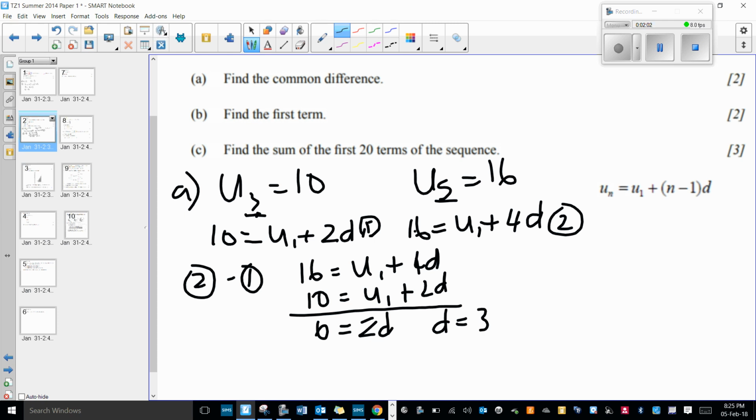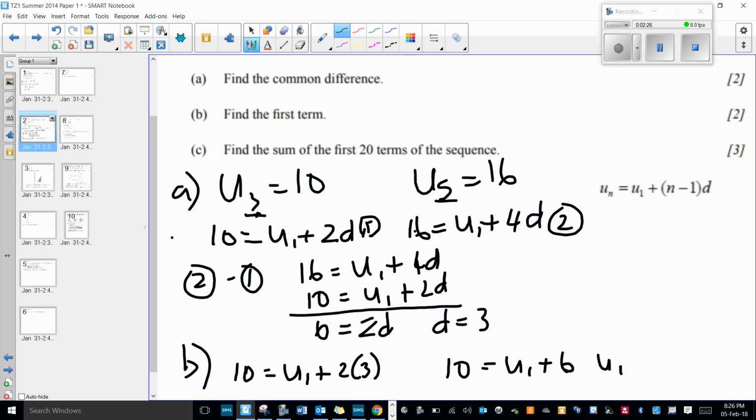Find the first term, so we can use either of the two equations that we set up. I'm just going to use this first one, equation 1. So I know that 10 is equal to u1 plus 2 lots of 3. So 10 is equal to u1 plus 6, which means that u1 is 4. Find the sum of the first 20 terms of this sequence.